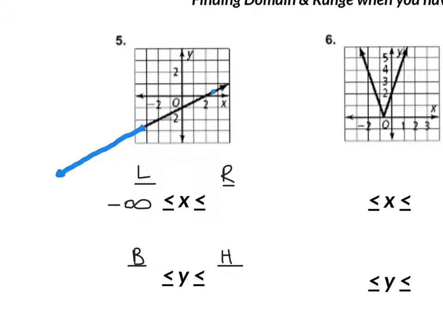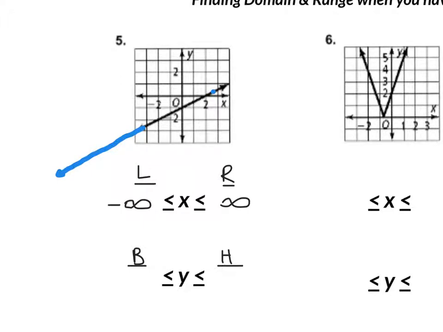Okay, so if I continue for the x-axis, I'm going to follow the arrow. I keep going, keep going, keep going. Remember, that arrow means it keeps going. I'm still going to go way out here. Again, I don't know what number that is. So since I don't know what number that is, we write that as positive infinity. Okay? So that's on the x-axis. That's from left to right.